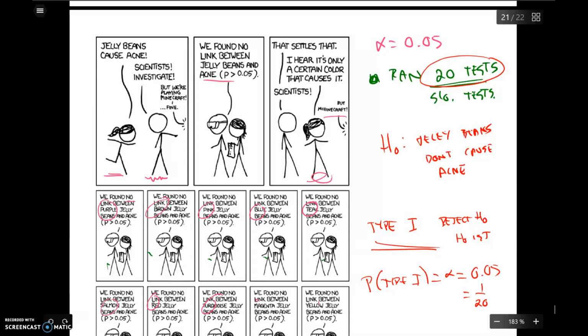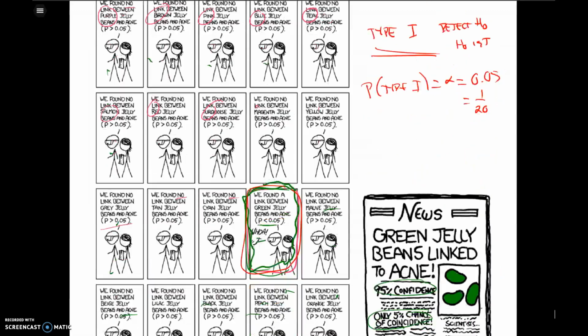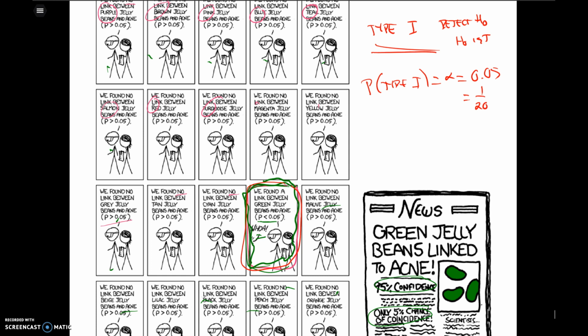5% is 1 time out of 20. So on average, you would expect to commit a type 1 error 1 time in every 20 tests. We ran exactly 20 tests, so it didn't seem so unusual that we would reject and commit a type 1 error in one of them.